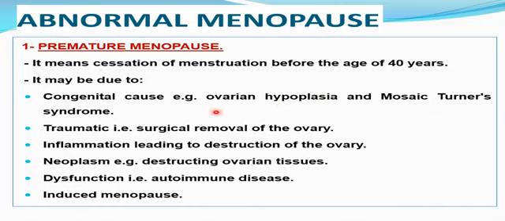The hypoplastic ovary will deplete its follicles in a short period. So at the age of 30-35, these follicles will be depleted and the patient will develop menopause. Traumatic causes, like surgical removal of the ovary, for example due to ovarian malignancy; inflammatory conditions leading to destruction of the ovary like TB; or neoplastic conditions such as metastasis; or dysfunction as occurring with an autoimmune disorder like systemic lupus erythematosus; or induced menopause or artificial menopause.